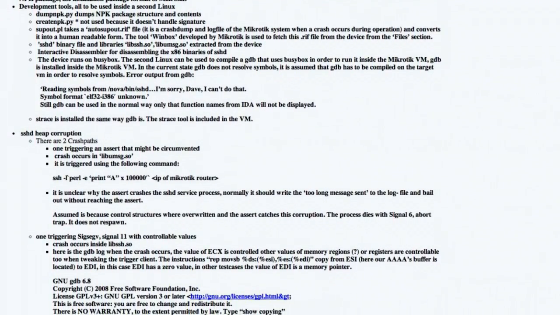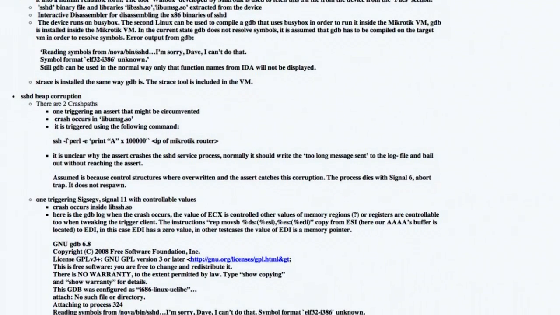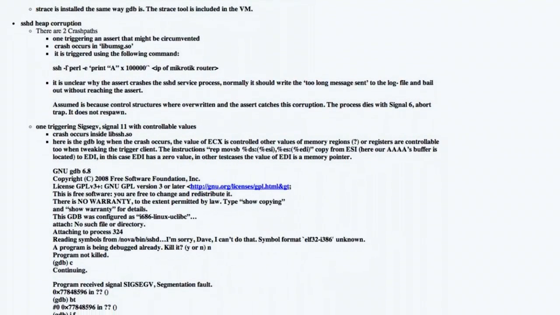Shodan HQ, which is a search engine for devices and services on the internet, reveals that there are about 300,000 devices running ROS SSH. If all of those are vulnerable to this and could be rooted, that's quite a number of devices.